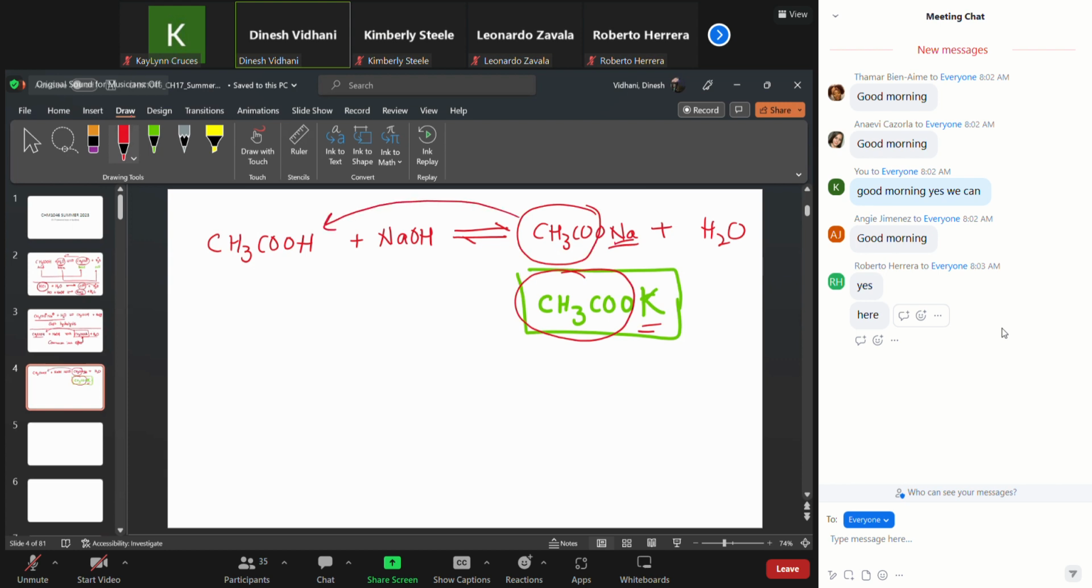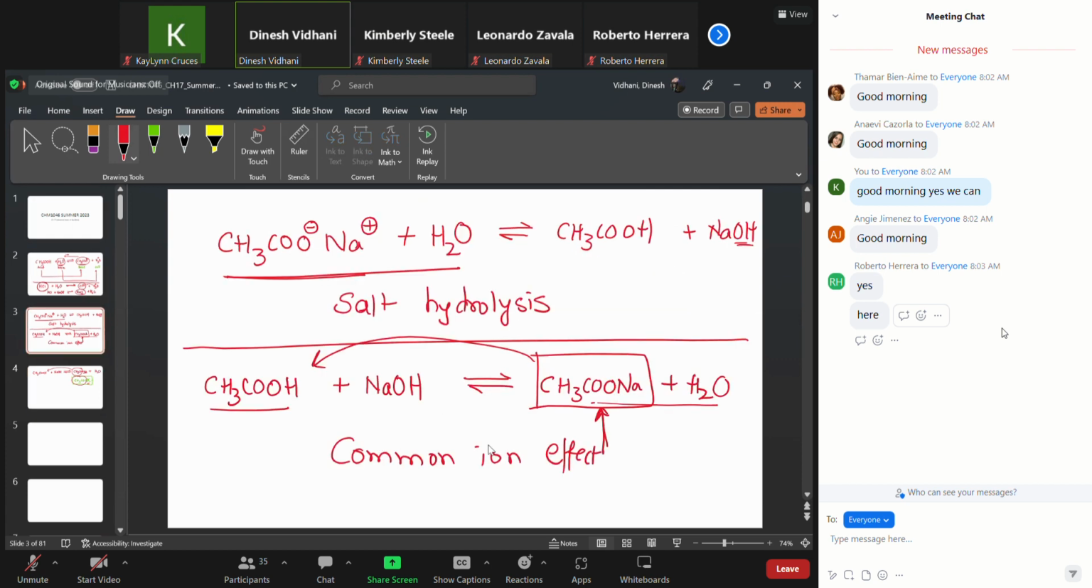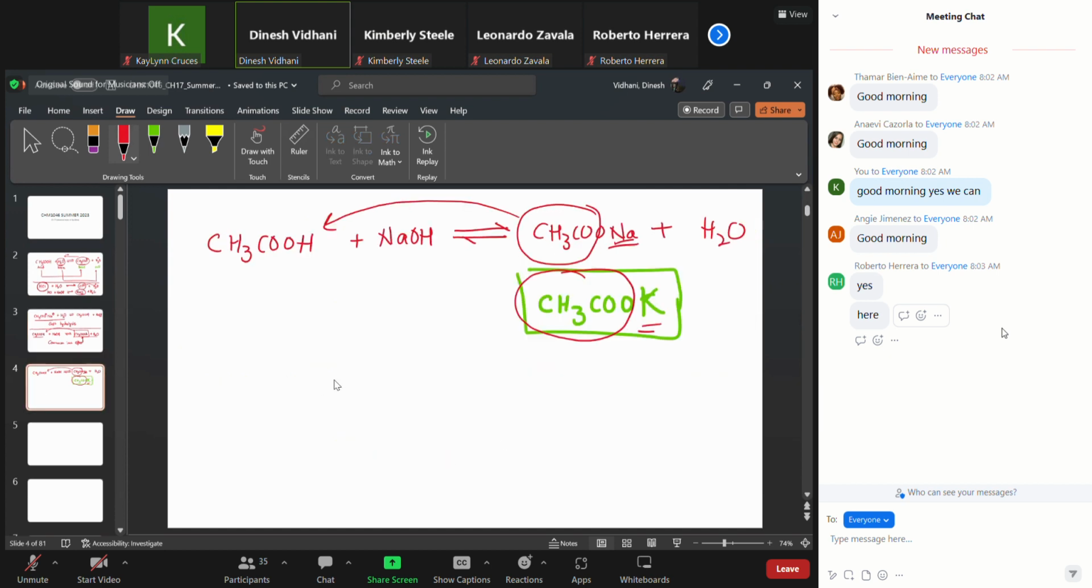So it doesn't matter where this common ion is actually coming from. As long as it is common between what you have at equilibrium and what you're adding, it's going to change the direction of equilibrium. And that's why we call it a common ion effect, right? So keep in mind, irrespective of the source, it will shift the equilibrium to the opposite end. Now, suppose I take the same reaction at equilibrium.